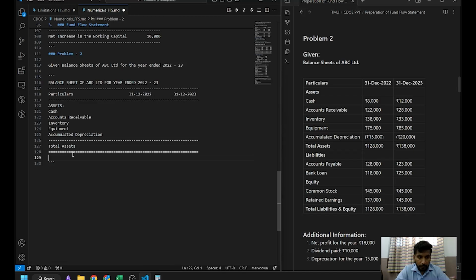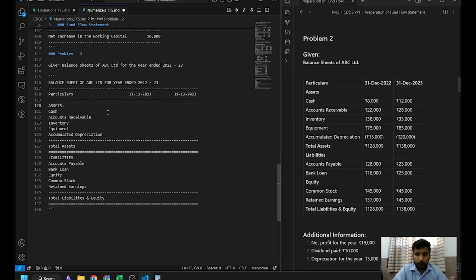And then we have the liabilities, that is accounts payable, bank loan, equity, common stock, retained earnings, making our total liabilities and equity. Now let us just fill in the values.